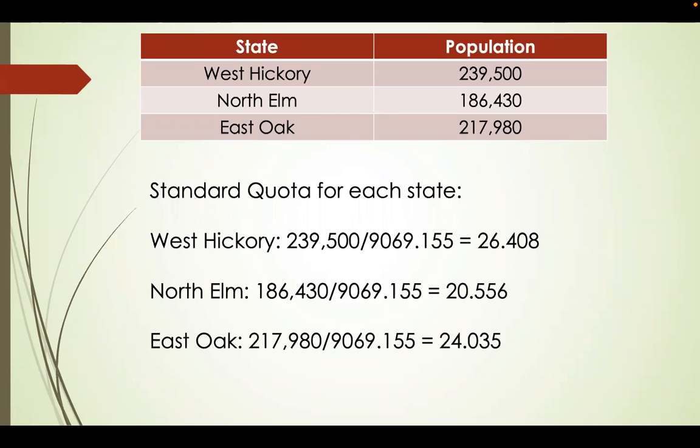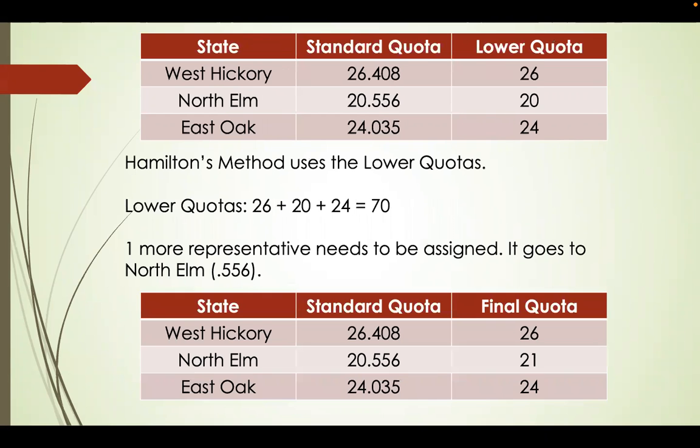So we divide our old populations by our standard divisor of 9,069.155 to get our quotas of 26.408 for West Hickory, 20.556 for North Elm, and 24.035 for East Oak. Find our lower quotas: 26, 20, and 24. Now that gives us 70, but one more needs to be assigned, and that goes to North Elm because of the decimal approximation of 0.556. So our final quotas are 26, 21, and 24, because now that adds to 71.